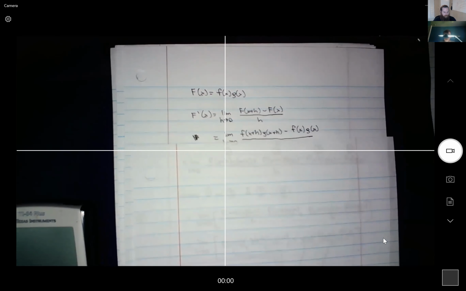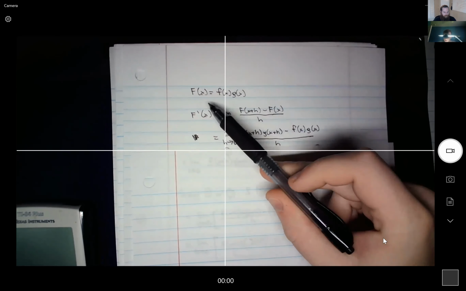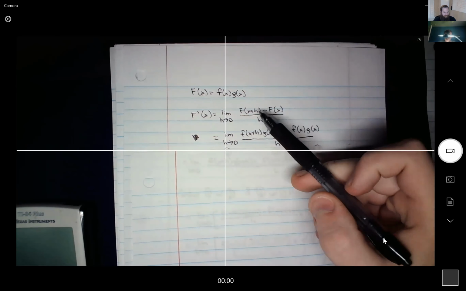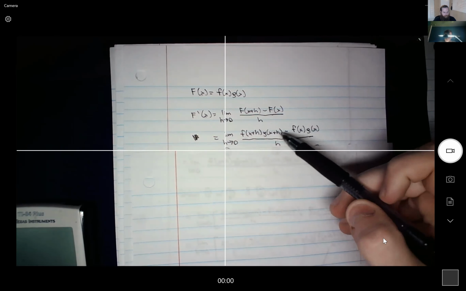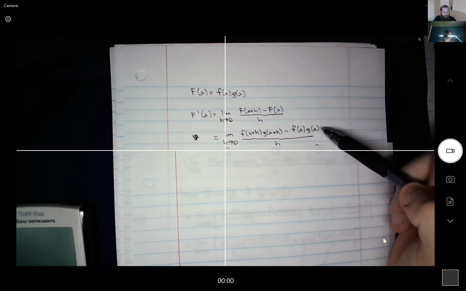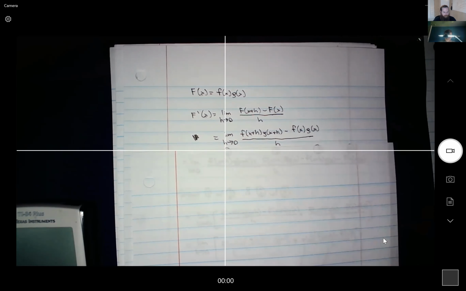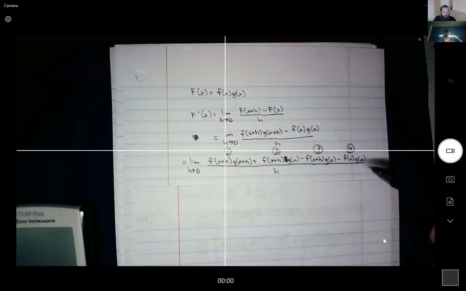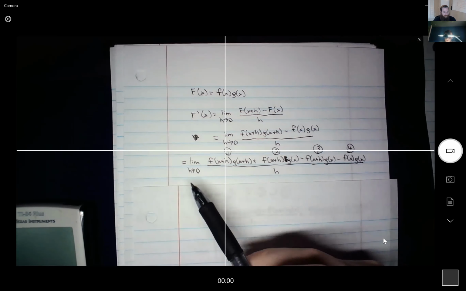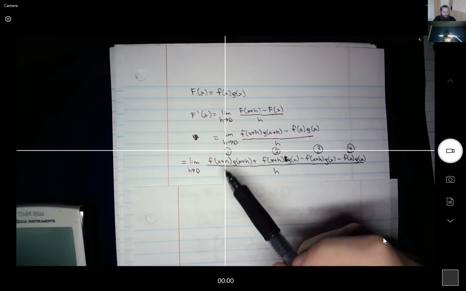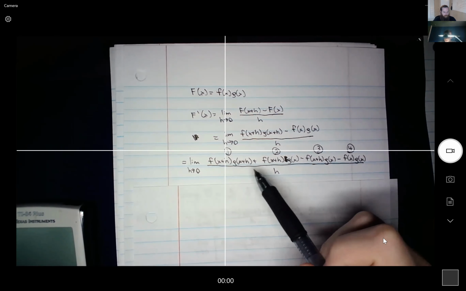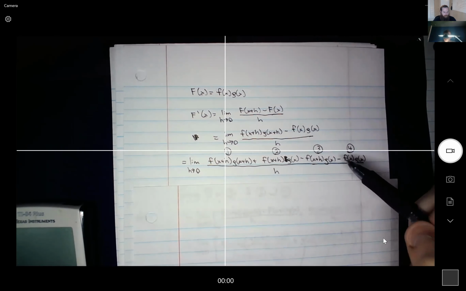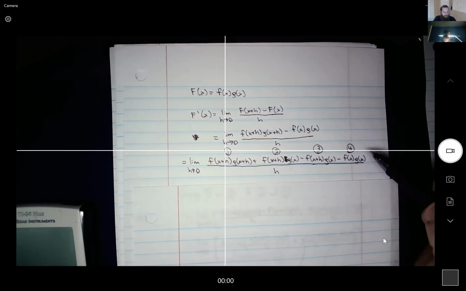When you plug those in, since F of x equals f of x times g of x, F of x plus h would be f of x plus h times g of x plus h, minus f of x times g of x, all over h. Then you can multiply these and you get these four terms on top. So the limit as h approaches 0 of f of x plus h times g of x plus h, plus f of x plus h times g of x, minus f of x plus h times g of x, minus f of x times g of x, over h.